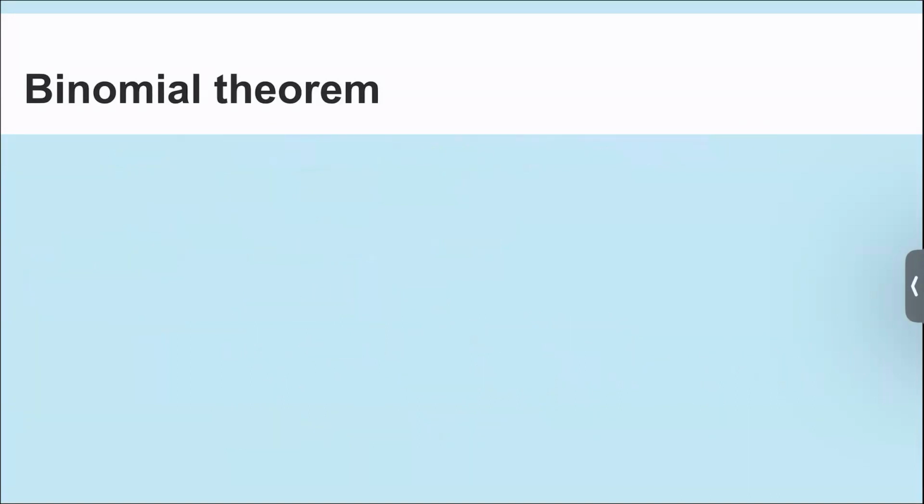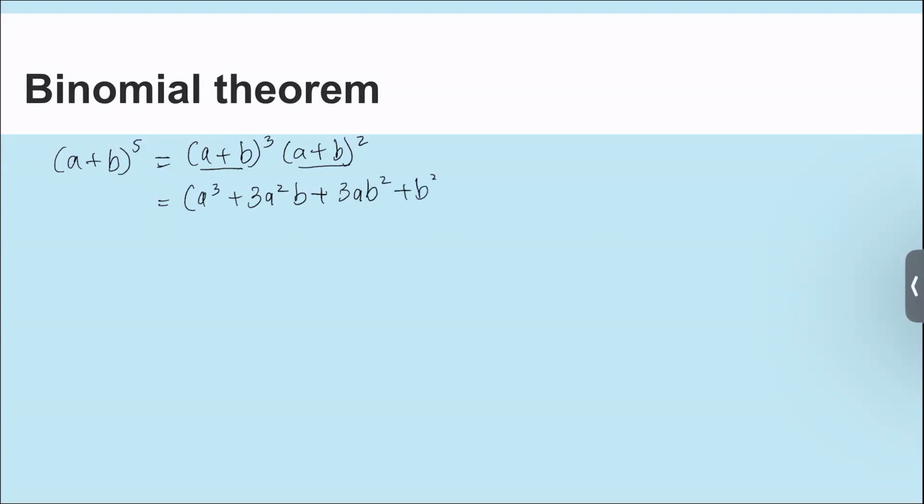Now we'll try to expand with a larger power. Say (a+b) raised to 5. Let's get it in the form of the identities that we already know. So here, expand the first bracket and also expand the second bracket. The first bracket is a cube plus 3a squared b plus 3ab squared plus b cube, and the second will be a squared plus 2ab plus b squared.